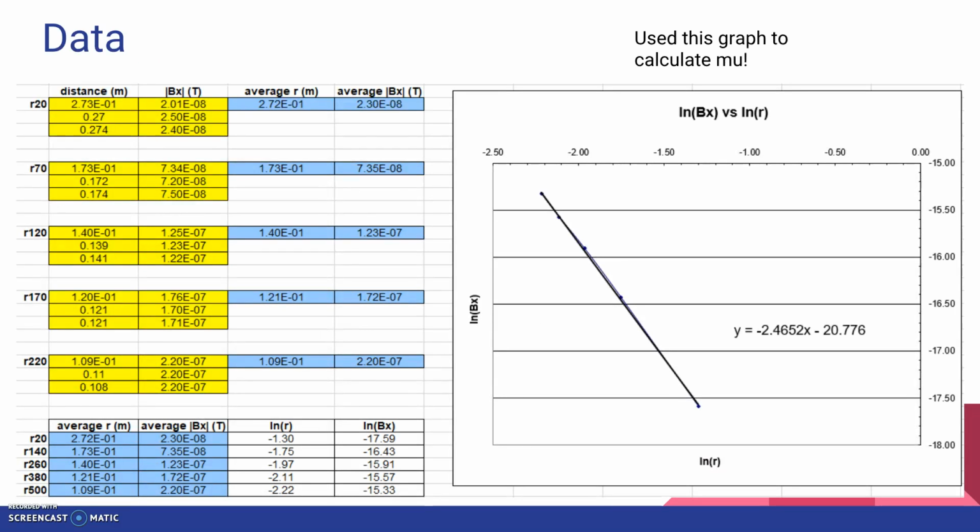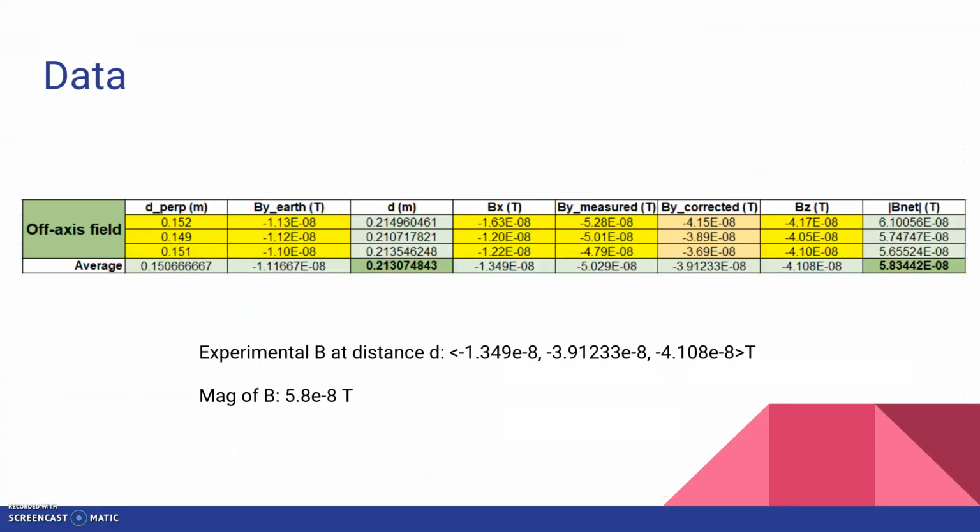And this is the data that I measured from the magnetometer to the magnet at distances that vary on the left, and the trend that was found in the spreadsheet. I was able to use that data to find mu in the previous equation.